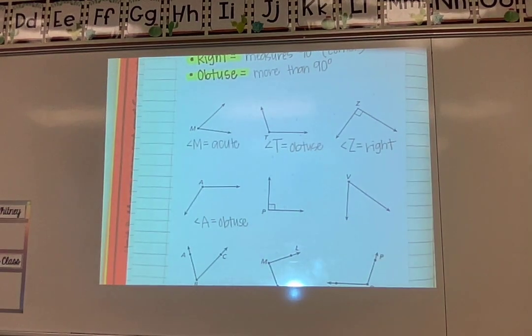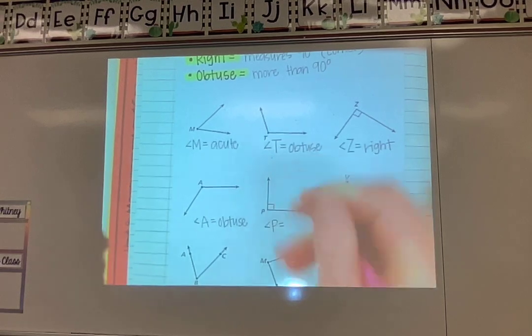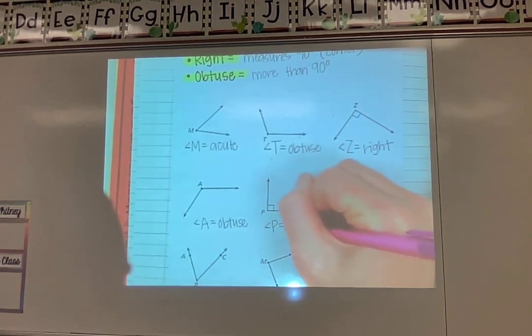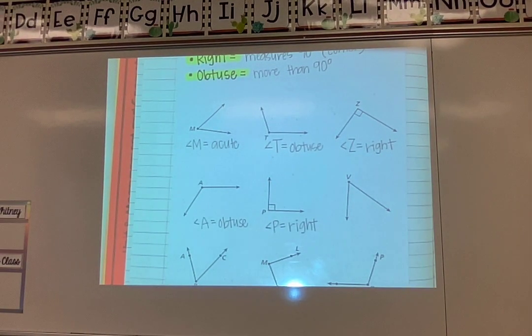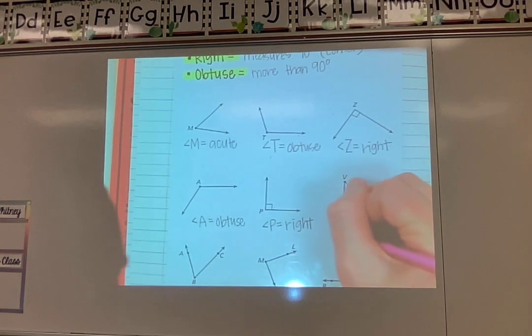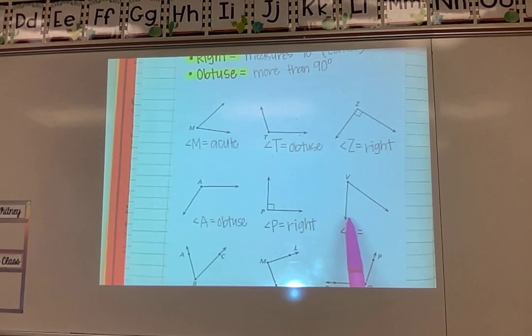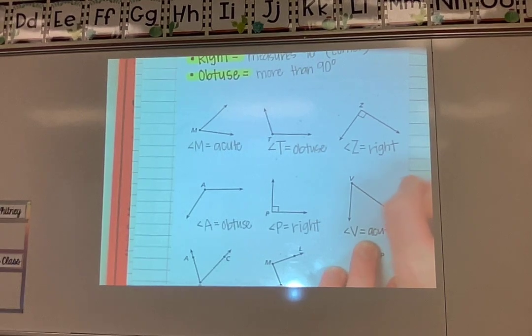Going on to our next example, angle P. I automatically notice it has a square in the corner, which tells me right away this is a right angle. It is the perfect corner. So that one was quick and easy. The next one we have is angle V. And then I'm looking, is this small for acute, perfect corner for right, or big for obtuse? This is small. That's a small opening. So this would be an acute angle.